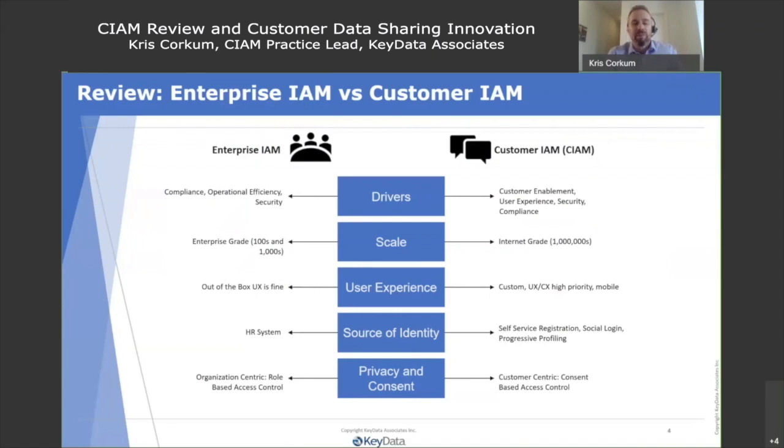Of particular relevance to our discussion today is the last item, privacy and consent. So enterprise IAM is more about controlling access to resources based on role-based access control, while customer IAM or CIAM requires a different approach. With CIAM, customers must provide their consent for you to use their data. And we'll get into that in much more detail in the second part.